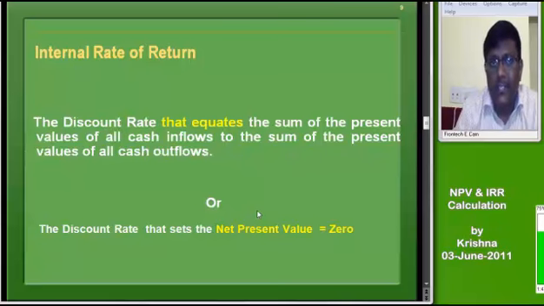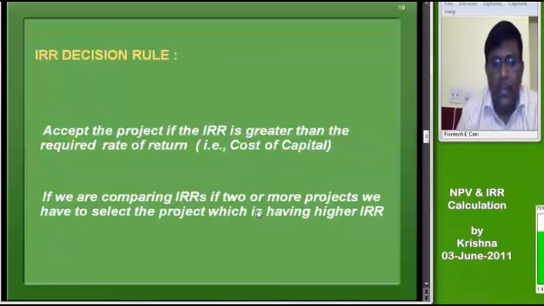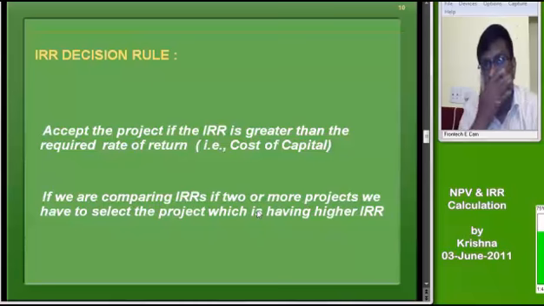IRR is always a rate, whereas the net present value measures the value or increase in the wealth of the firm. If the IRR exceeds the firm's cost of capital, we can accept the project. If we compare two prospective projects, the project with the higher IRR will be ranked first and chosen. IRR can also be used to decide whether a single project is worth investing in or not.